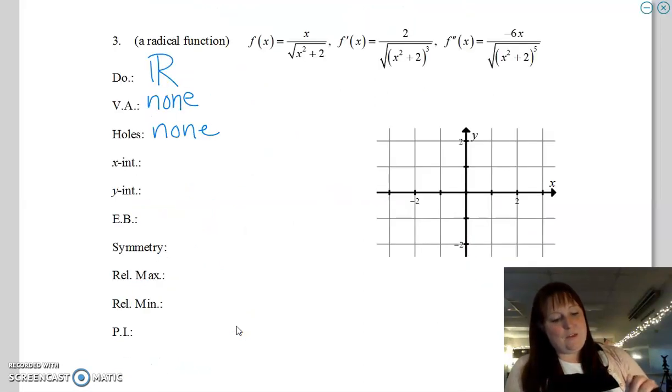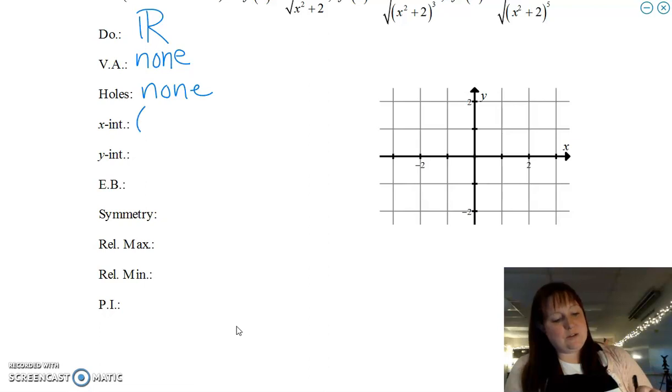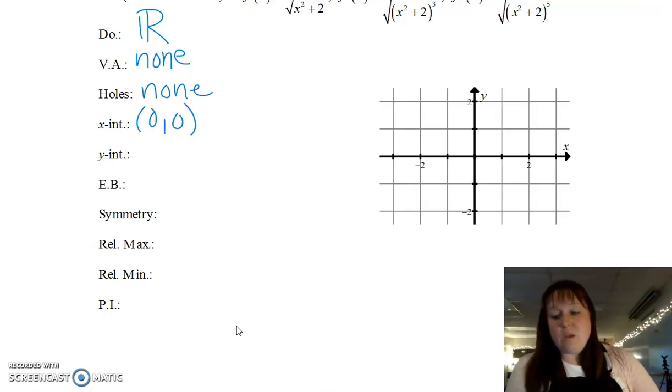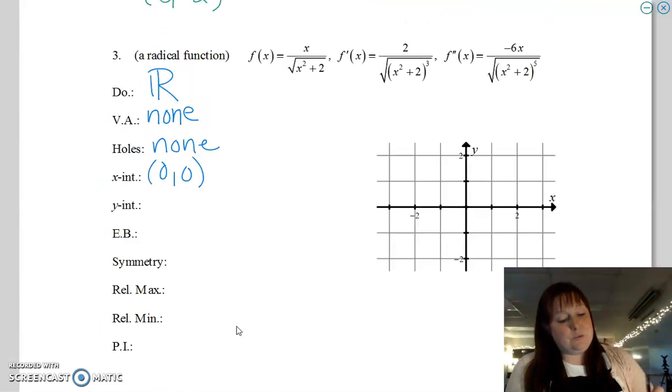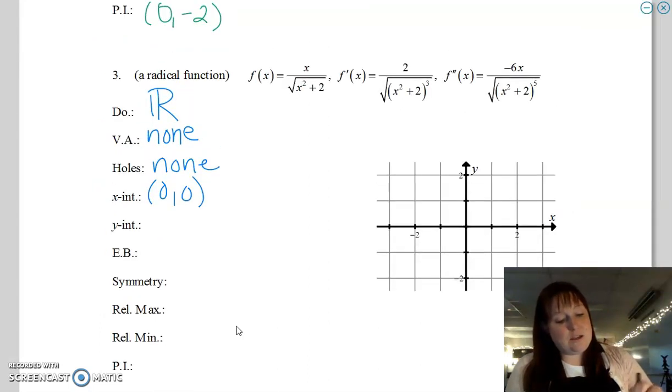Okay. So our x-intercept is at 0, 0. Our y-intercept is when x equals 0. When x equals 0, y also equals 0. So our y-intercept is also 0, 0.